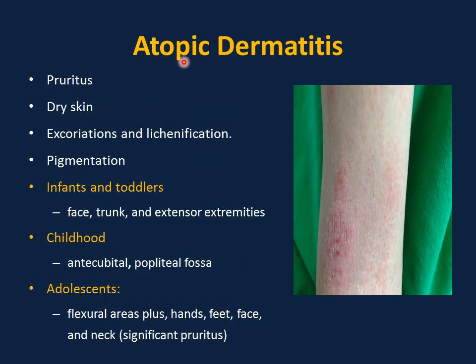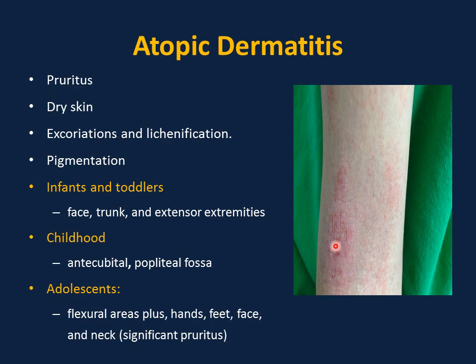The classic presentation of atopic dermatitis is pruritus or itching. So the skin is very itchy and super dry. If you touch the skin of a child with eczema, even without erythema, you will see the skin is super dry. So hydration of the skin is very important.